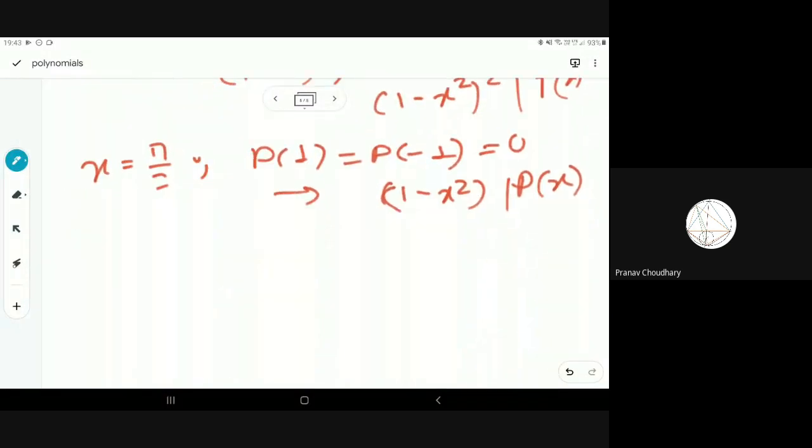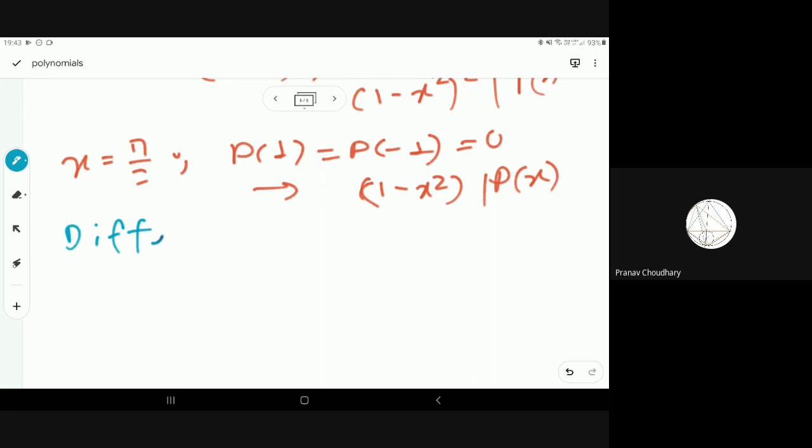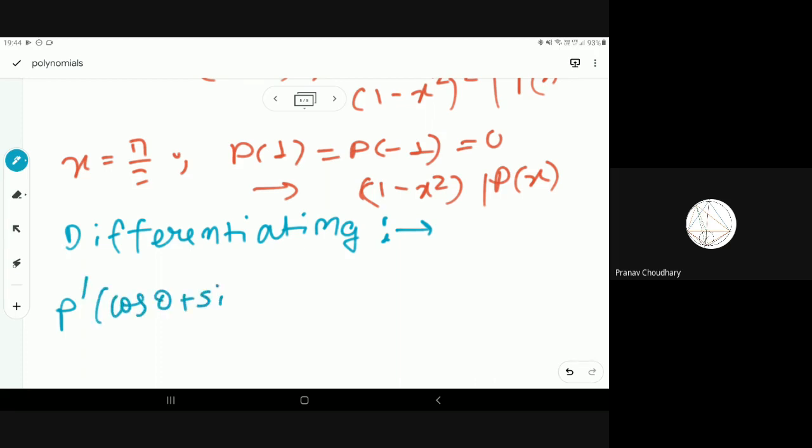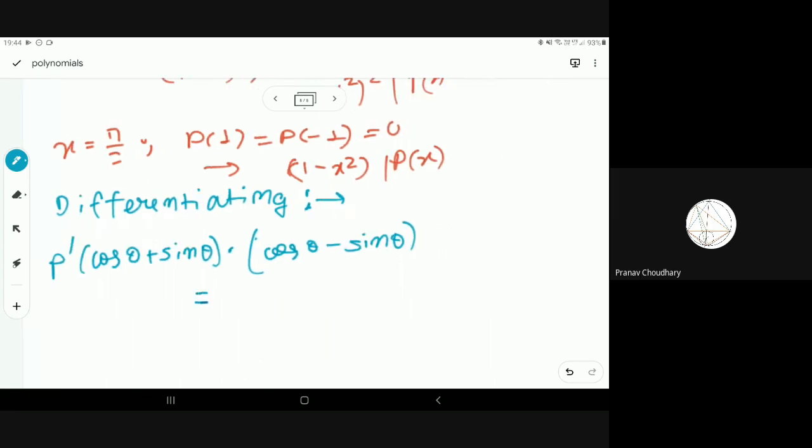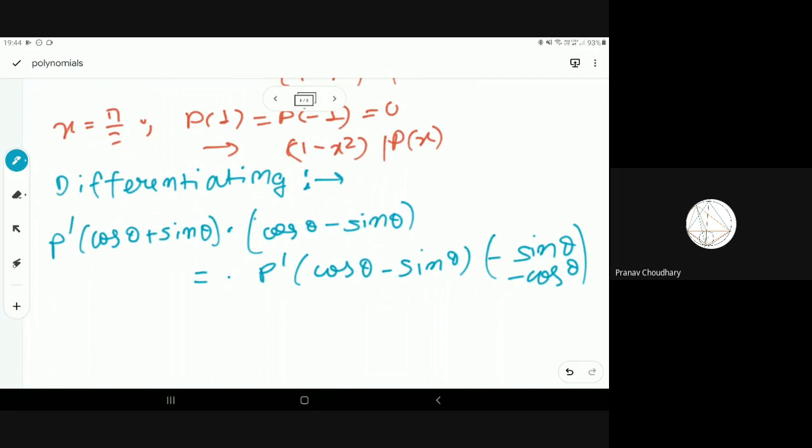I'll just do it. So differentiating, you get p dash cos theta plus sine theta into cos theta minus sine theta equals p dash cos theta minus sine theta into minus sine theta minus cos theta. Right. Okay.